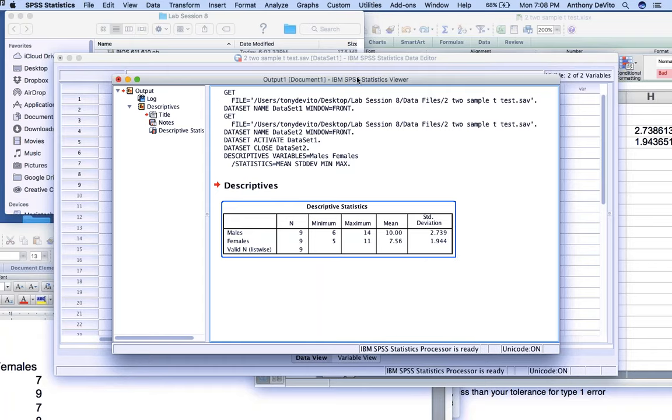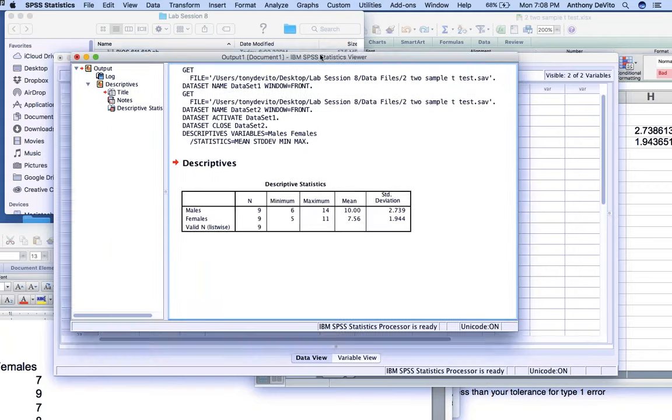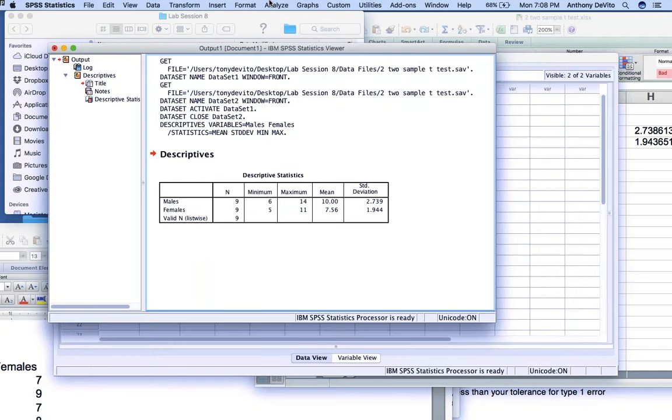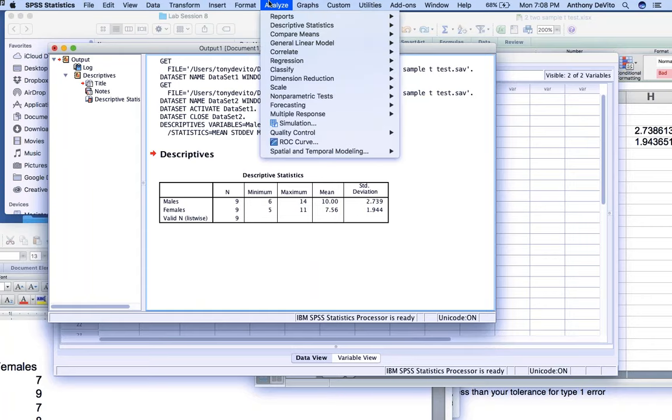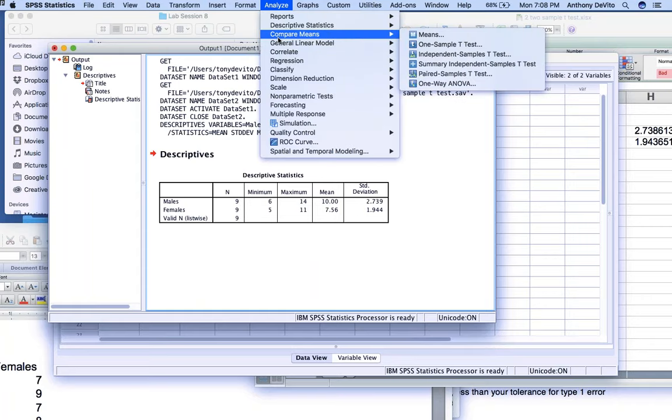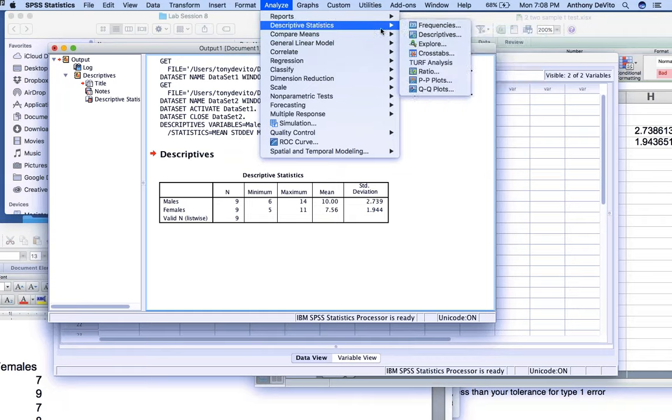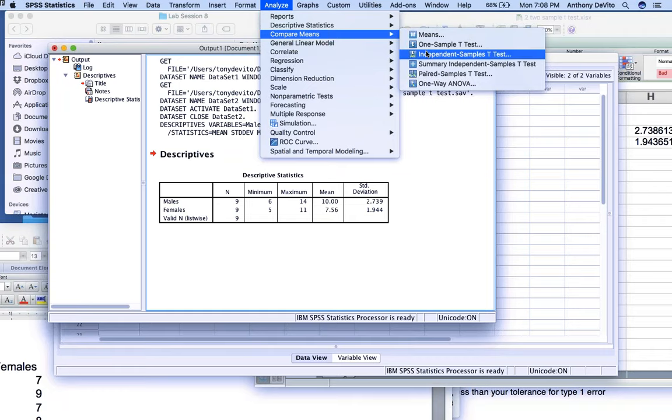The reason I did that is because I have an output window here. For some reason, which makes no sense at all, when I click on analyze with the output window open, I get a different group of options than I do with the data window open. Yours should show this all the time. I'm going to go to compare means, then independent samples t-test, right? One sample t-test would have been what we did earlier, but now I'm going to two independent samples t-tests.